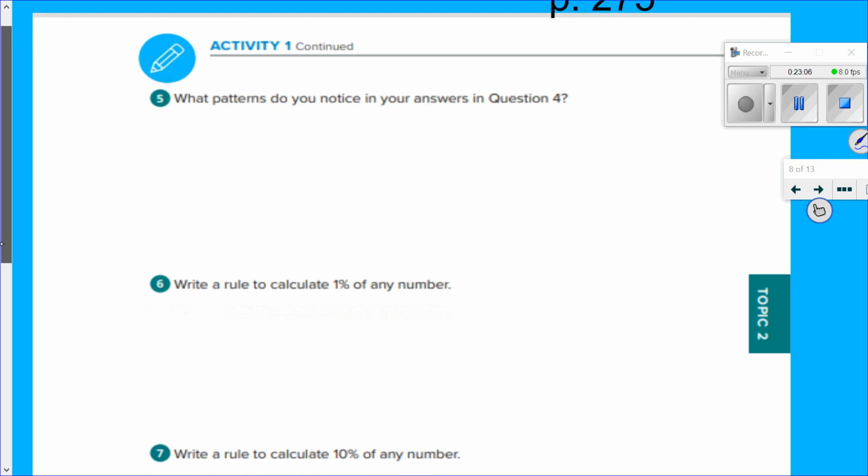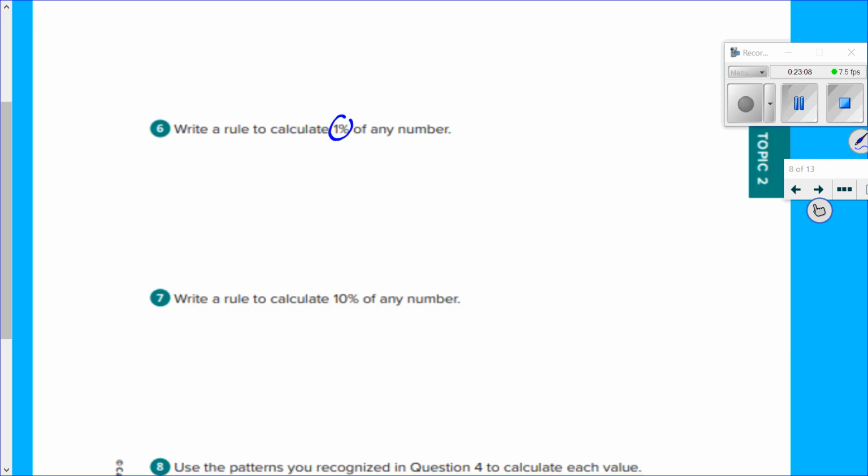Okay, so write a rule to calculate 1% of any number. Move my decimal twice to the left.